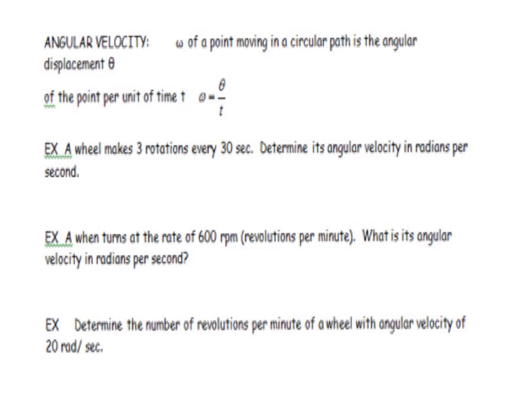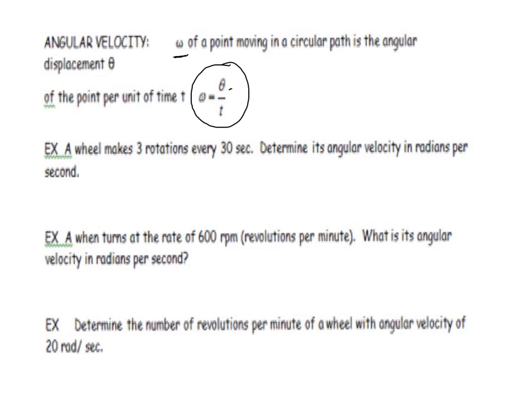Angular velocity or angular speed is denoted with this omega. It says omega of a point moving in a circular path is the angular displacement theta of the point per unit time. So here is the formula. We have angular velocity is going to be theta divided by time.